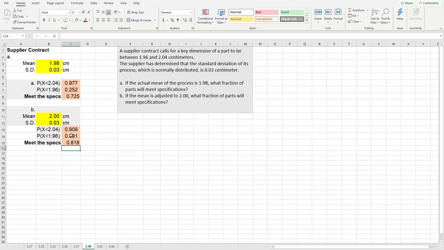And that pretty much covers questions related to finding normal distribution probabilities in Excel.